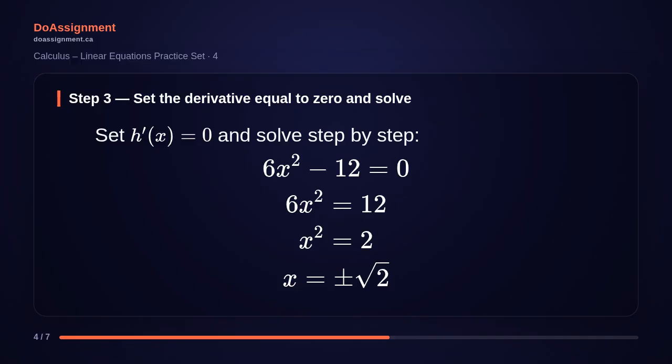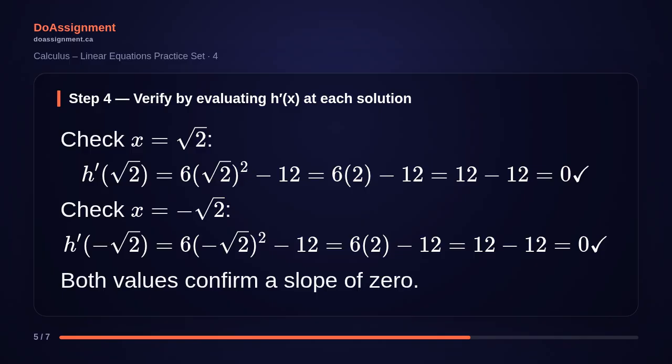We set 6x squared minus 12 equal to 0. Adding 12 to both sides gives 6x squared equals 12. Dividing by 6 gives x squared equals 2. Taking the square root of both sides, x equals positive or negative square root of 2.